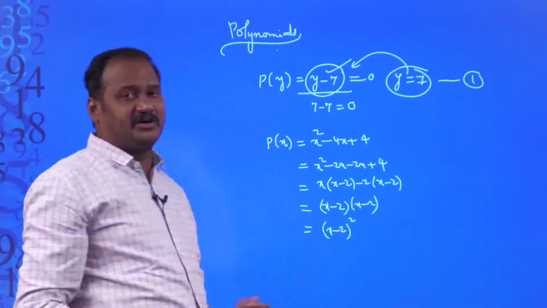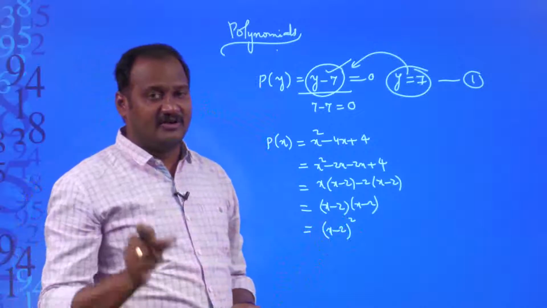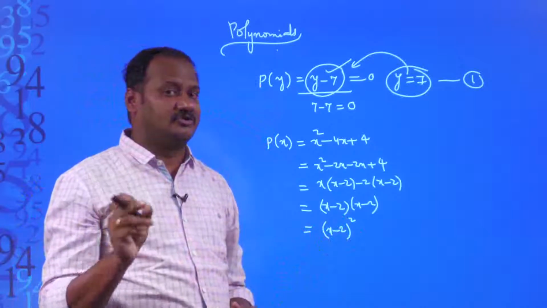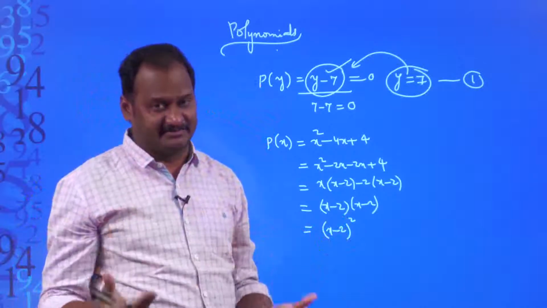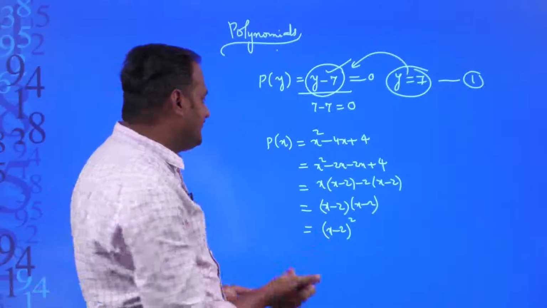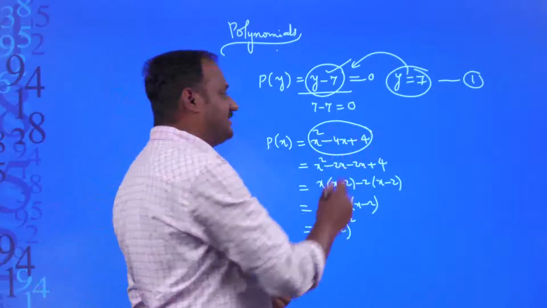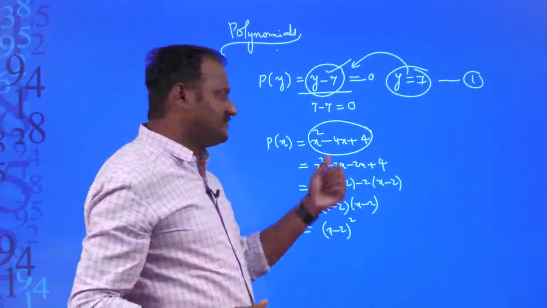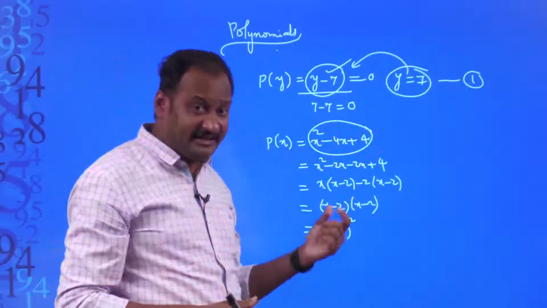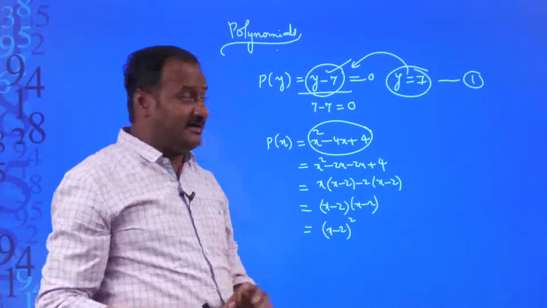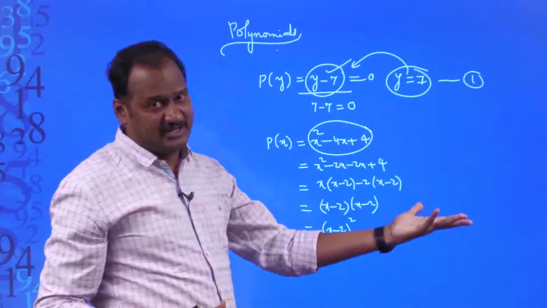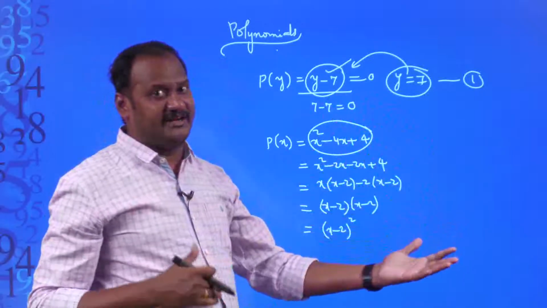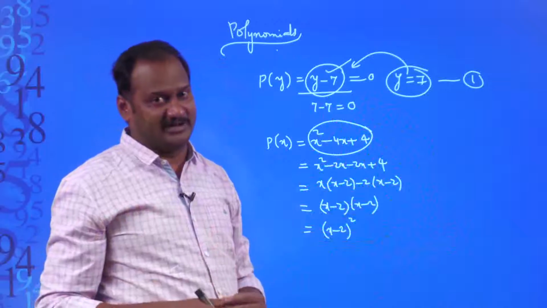So, this polynomial will become 0 only for x is equal to 2, but not for any other number. So, can I say that the number of zeros of the second degree polynomial is exactly 2? No, I cannot. So, here the number of zeros of this second degree polynomial in this case is only 1, but in the previous case it is 2. But we cannot get more than 2 zeros of a second degree polynomial.